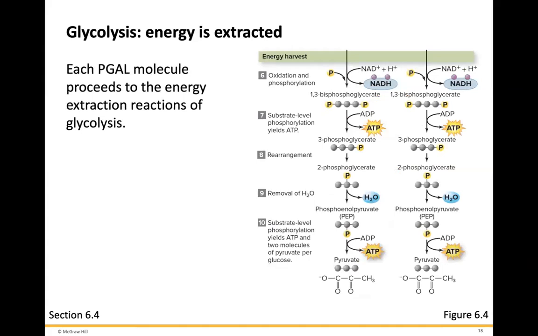Each pGal molecule proceeds to the energy extraction reactions of glycolysis. And this is going to involve oxidation and phosphorylation. Then you're going to have substrate level phosphorylation, which is one of the ways that you can make ATP. And you're going to produce 1 ATP and 2 ATPs. You then get some rearrangements and some removal of water, and then you'll end up producing an additional 2 ATPs by substrate level phosphorylation again, as well as the 2 pyruvate molecules.